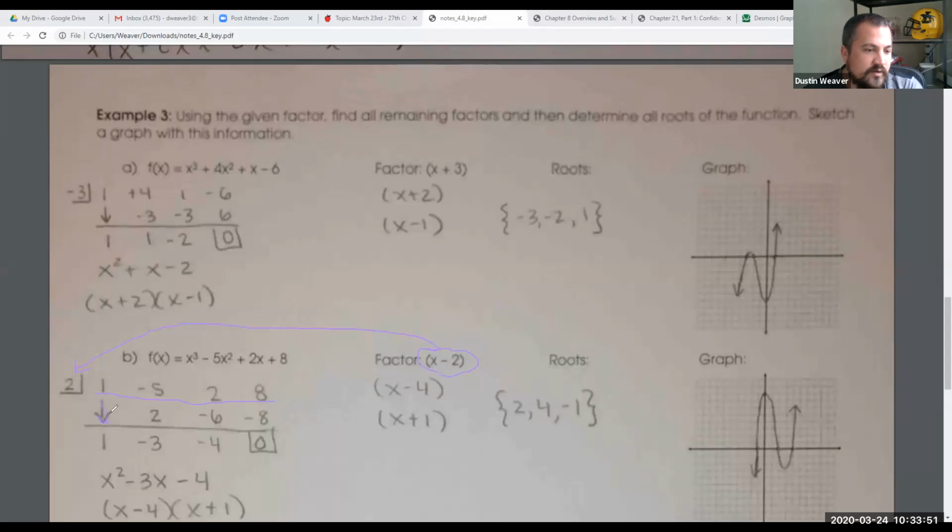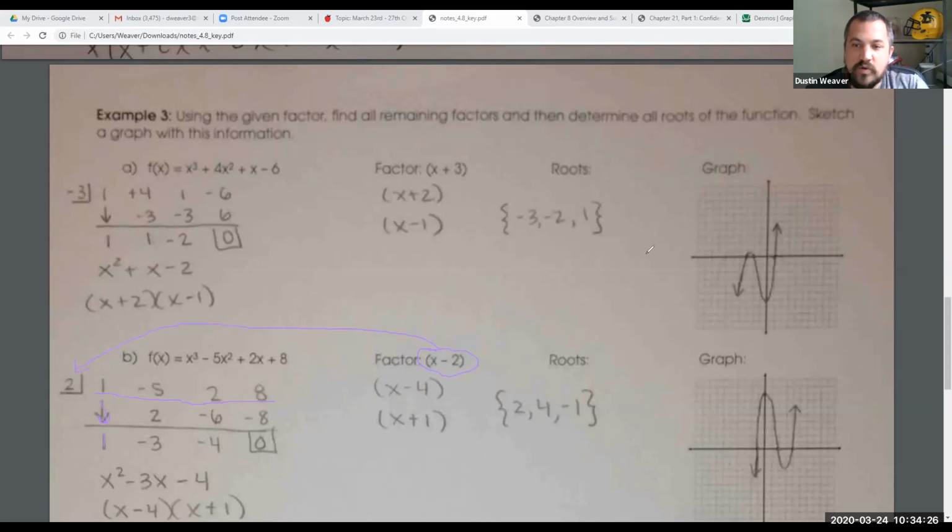We're going to bring the first number down. So we're going to bring the 1 down below the line. And we're going to now multiply by the number in the box. So 1 times 2 is 2. -5 plus 2 is -3. -3 times 2 is -6. 2 plus -6 is -4. -4 times 2 is -8. 8 plus -8 is 0. We started with x to the third, so our answer is going to go 1 degree less. So we have 1x squared, we have -3x, then we have -4.